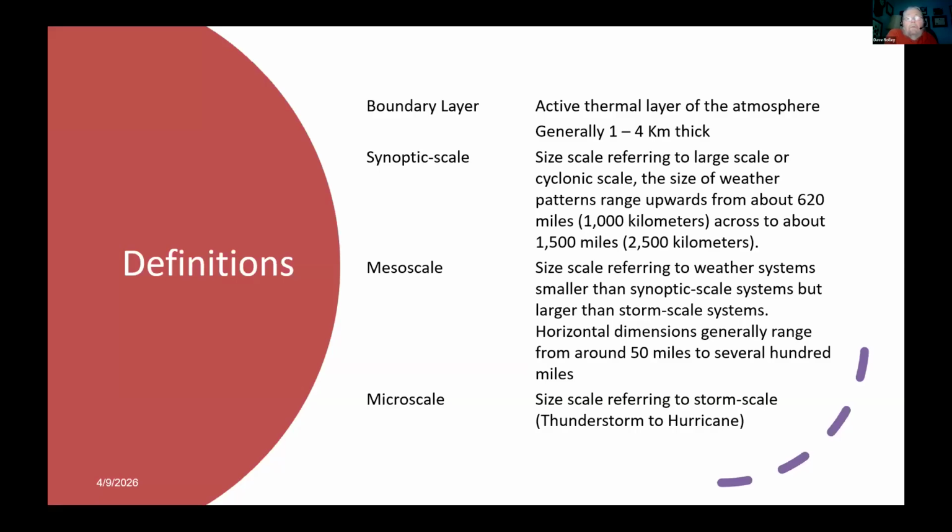And then we get down to the microscale. So this is basically what they refer to as storm scale. So the size of a thunderstorm or the size of a hurricane, somewhere between those two. So that could be anything from 5 miles to several hundred miles.